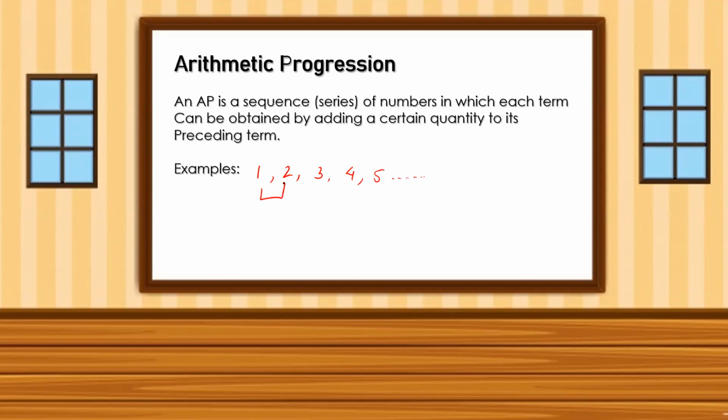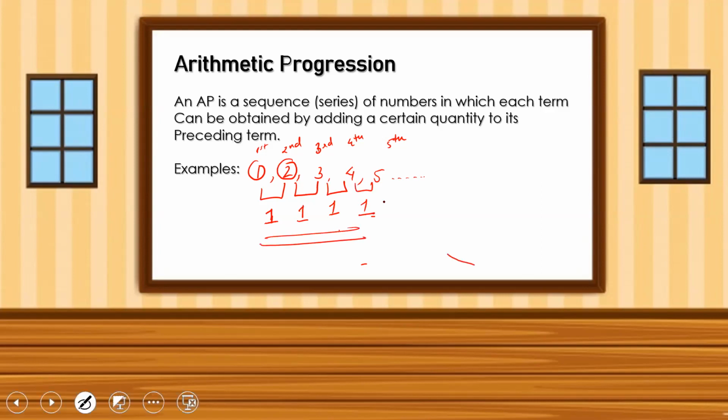What is the difference between 1 and 2? This can be your first term, this is your second term, this is your third term, fourth term, fifth term, and so on. 2 is the succeeding term, 1 is the preceding term, right? So the difference between the succeeding term and preceding term is 1. Similarly, the difference between 3 and 2 is 1, between 4 and 5 it's again 1. So this is called the common difference.